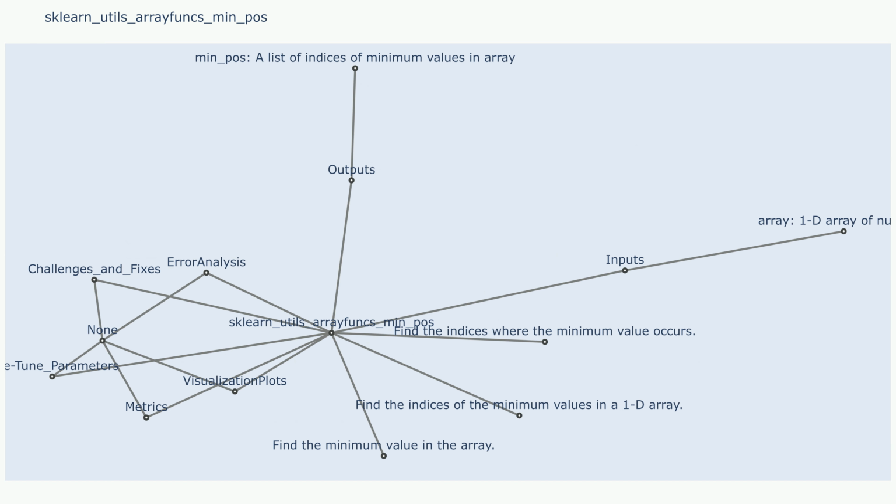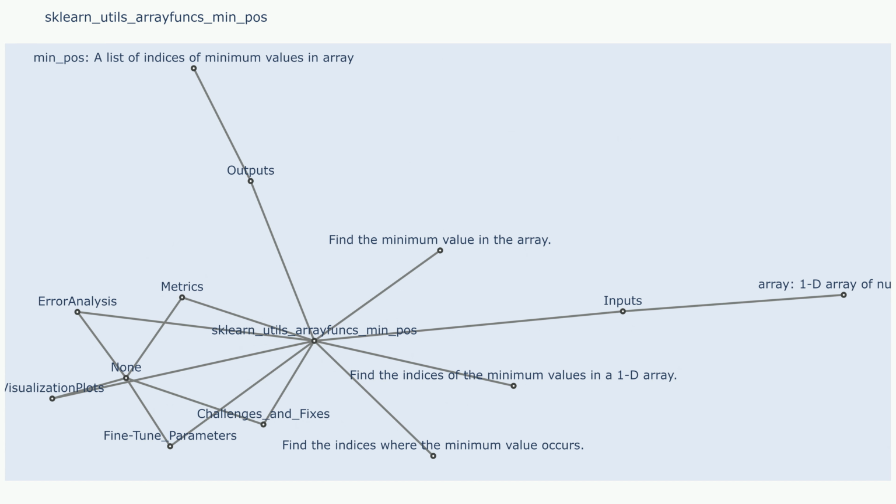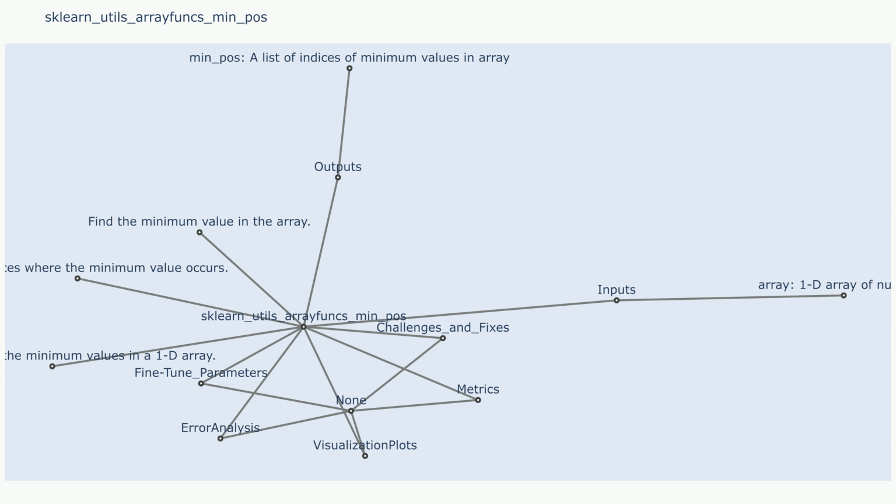Fine-tune parameters: axis: the axis along which to find the minimum value. Out: an optional output array to store the result. Keep dims: whether to retain the reduced axis as a singleton dimension in the output. Uncertainty methods: not applicable for this function.